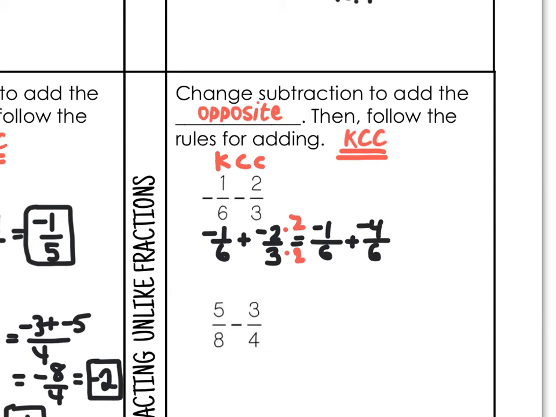Okay, now we can combine the numerators. So we're going to combine them. Negative 1 plus negative 4. Okay, so they're the same signs. So that means it's going to be negative 5 over 6. And that is our simplest form. Okay, let's look at the next one.